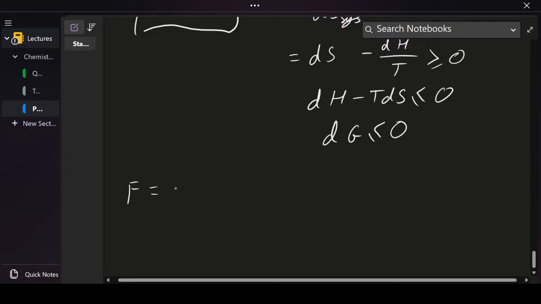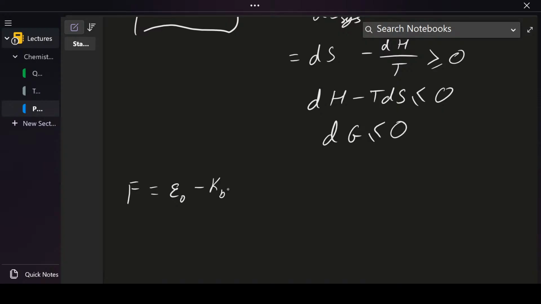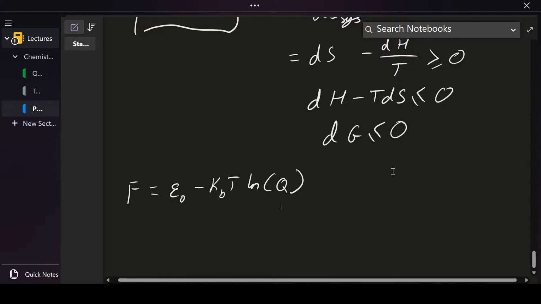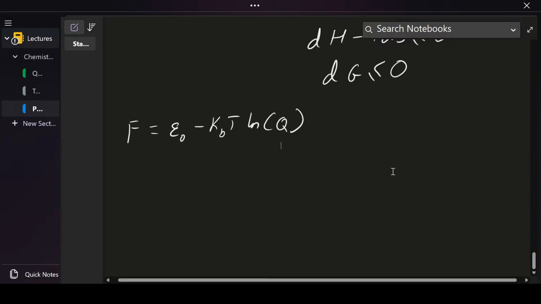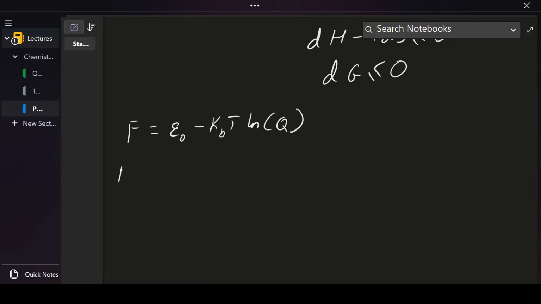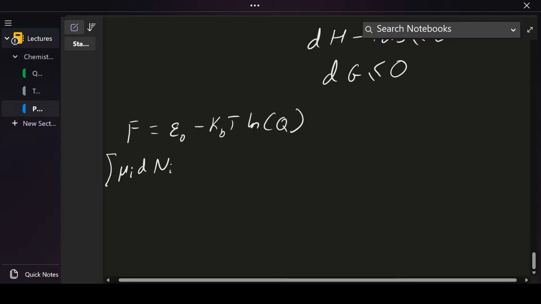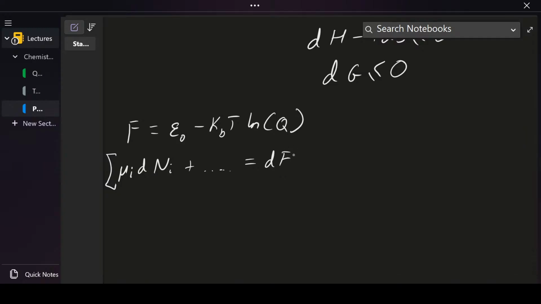So we said F was equal to epsilon naught minus kBT ln Q. And so if we want to look at all of the individual particles in my system and work out the chemical potential, plus a bunch of other stuff, is going to be equal to dF.